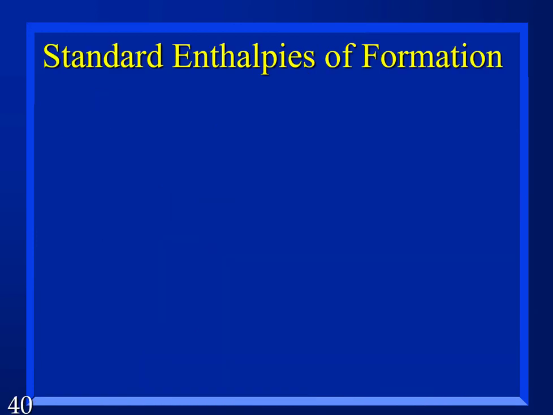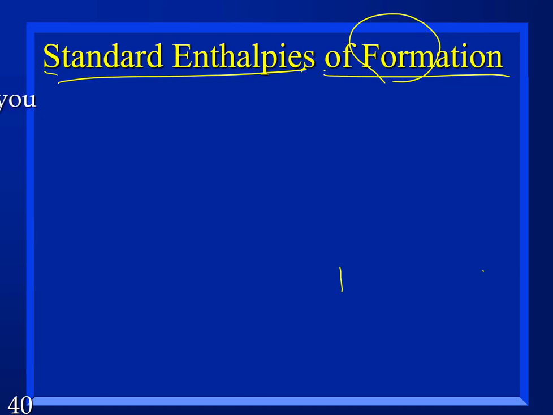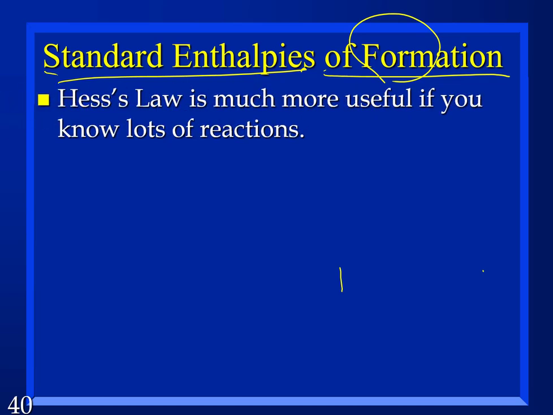So, we did standard enthalpy. Now we're going to talk enthalpy of formation. Formation, form, make, turn into. The enthalpy when you make something. Okay? Because Hess's law is much more useful if you know lots of reactions. The more reactions you know, the more useful it is. In fact, they publish tables of them. So once they make a new chemical, one of the first things they do is figure out what its heat of formation is.